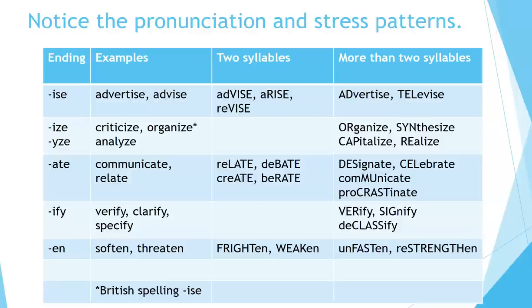IFY: verify, clarify, specify. For these, if there are more than two syllables, the syllable before the ending is stressed. For example, verify, signify, declassify. EN: soften or threaten. In this case, if there are two syllables, the first syllable is emphasized. Frighten, weaken. For more than two syllables, the syllable right before the ending is stressed. Unfasten, re-strengthen.